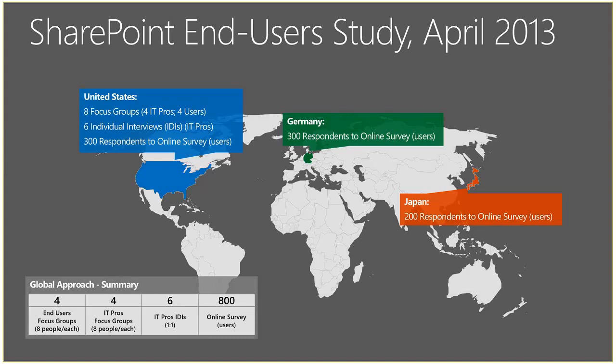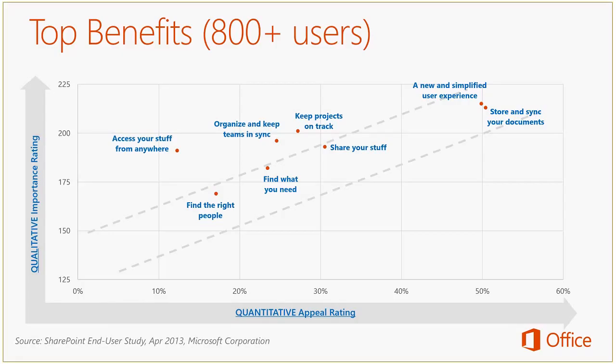So one of the findings that I love from the research was when we asked people, what are the top benefits for you? So it's not about the benefits for the company or the benefits for IT of rolling out this solution. It's really about what matters to you the most. And we asked the questions during the focus groups, the interviews, and online. And we had around 800 participants online that validated those results.